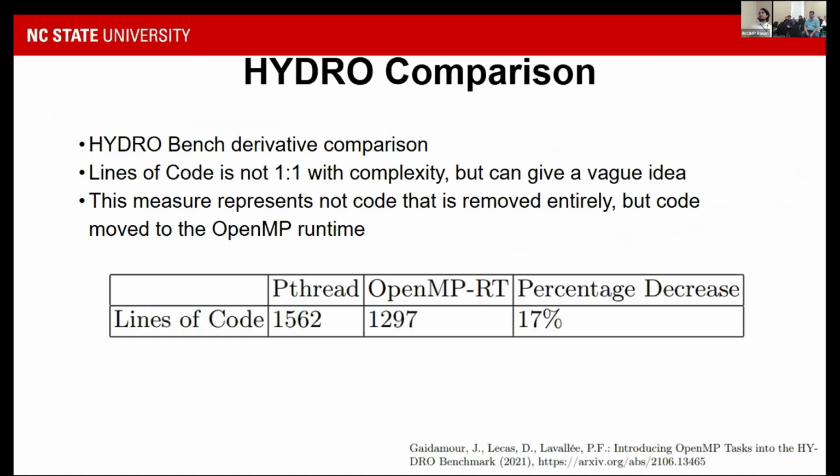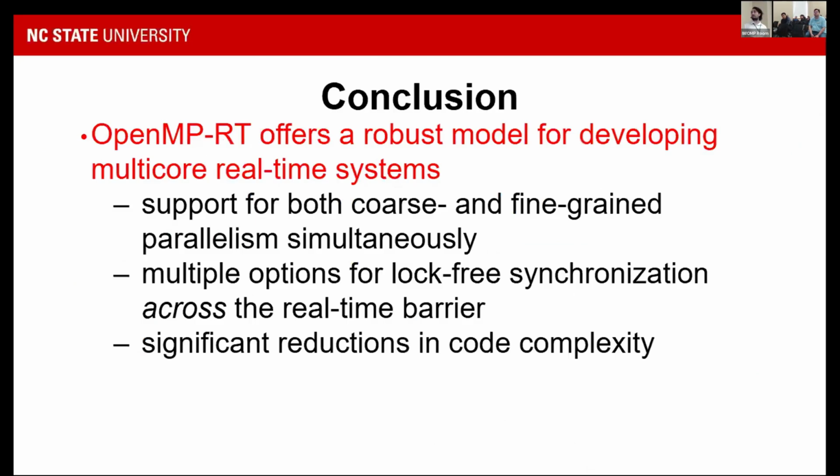And this is the last one. Lines of code are not one-to-one with complexity, but since there was a slide previously, I figured I would put in a short measure of the percentage decrease in the length of the code base. And again, this is not measuring code that's removed entirely, it's not executing, just things that have been kicked over to the OpenMP runtime or can be standardized, where the programmer doesn't need to worry about it. And that's the end here.